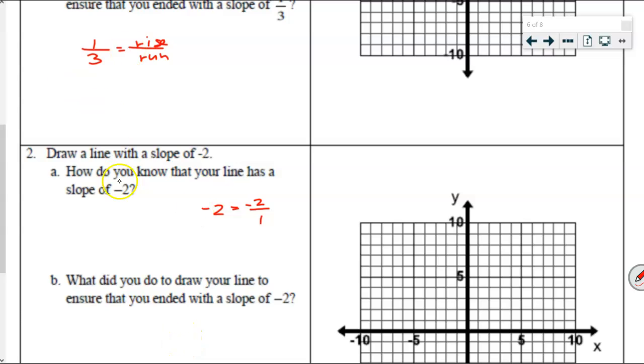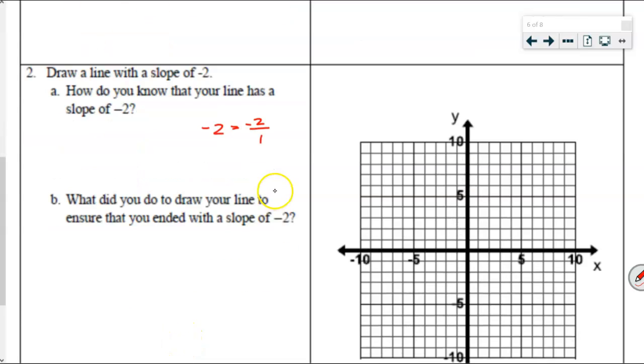Draw a line with a slope of -2. Again, we're going to pause the recording as students do this, discuss with their groups what they're going to write down for A and B. Ready, set, go. A slope of -2, what is that going to look like, Sam? Down to every x. Yes.